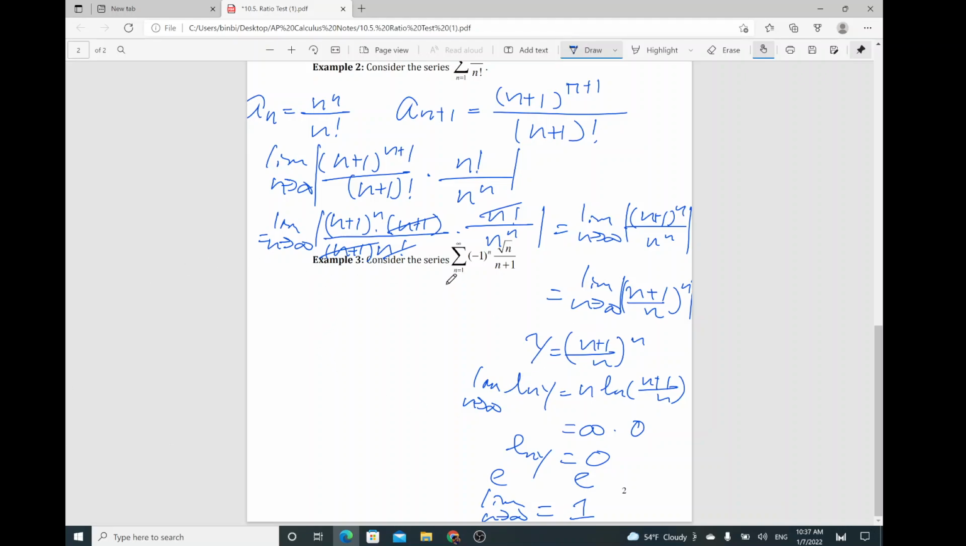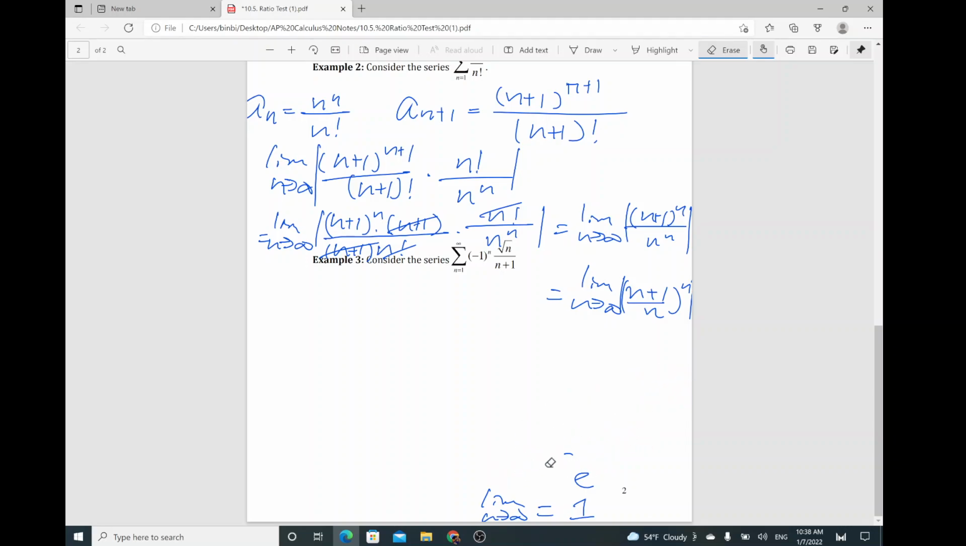Okay, so now let's try to verify the other one. So example 3. Okay, let me get some space down here. So the ratio test and the root test are kind of similar, so we'll get to that in the next part of the video. But now let's use the ratio test to verify the alternating series. Okay, so this one we just did that. It's considered 1, which is inconclusive.